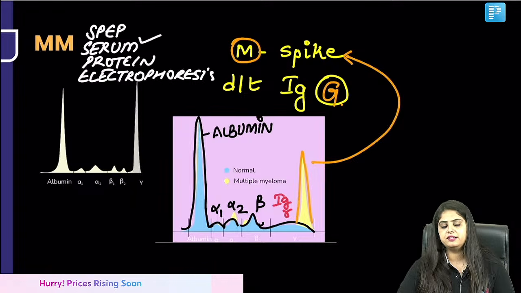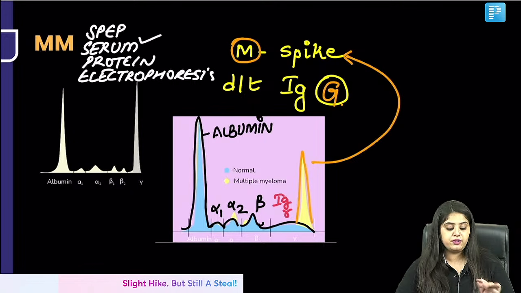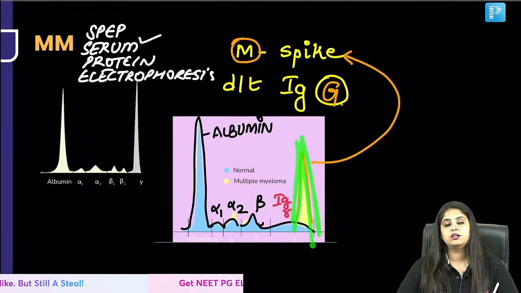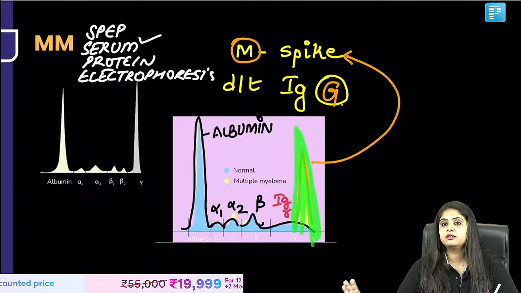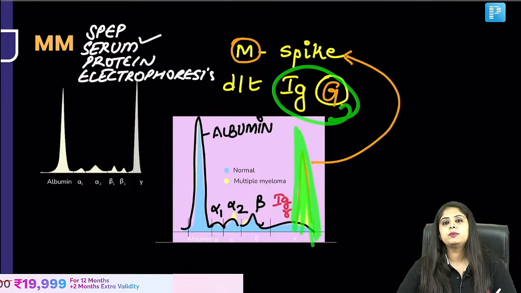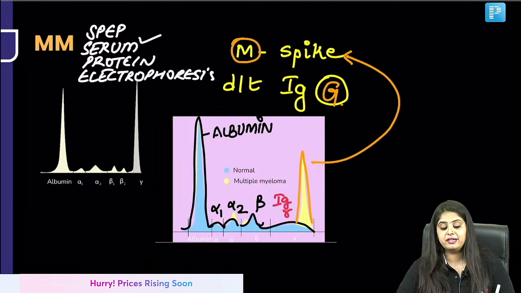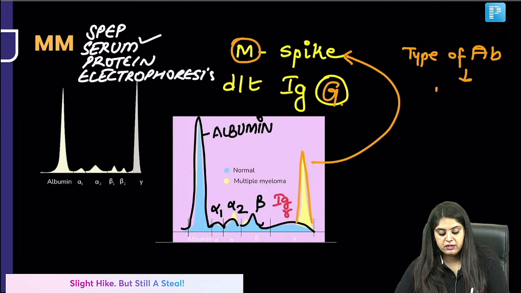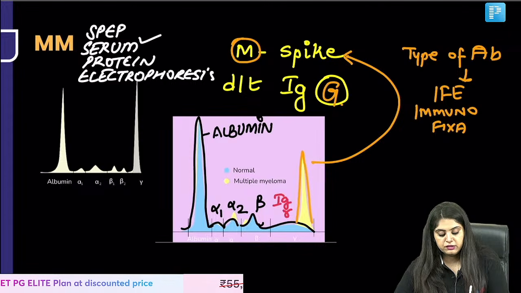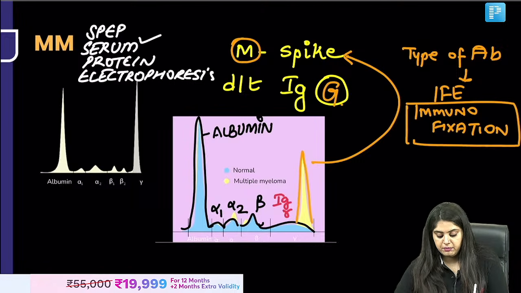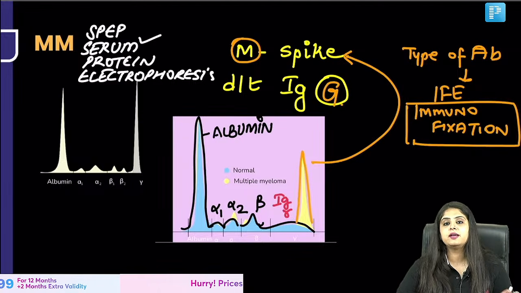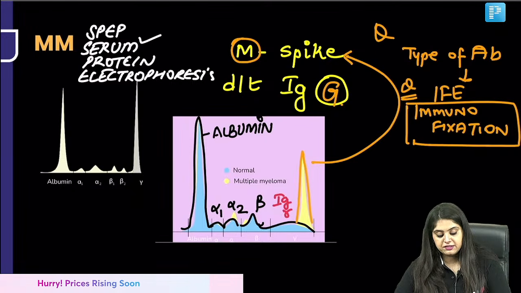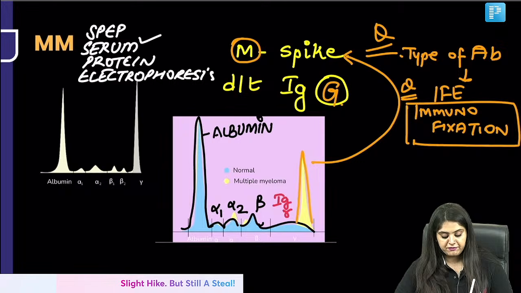One question for INI-CET students and even for NEET PG, not important for FMGE. This just told you M spike. Now that could be IgG, IgA, or IgM. This just told you some Ig, and you assumed that since it is multiple myeloma, it must be IgG. But how can you work on assumption in medicine? If you want to know the type of antibody, what is done? Immunofixation electrophoresis. By immunofixation, I will be able to know whether it is IgG, IgA, IgM, or whatever. That is a question that came in the last INI-CET and NEET PG also. So you have to know this.